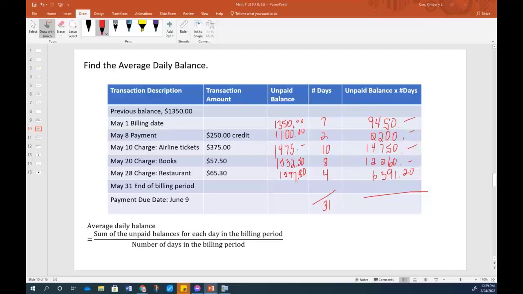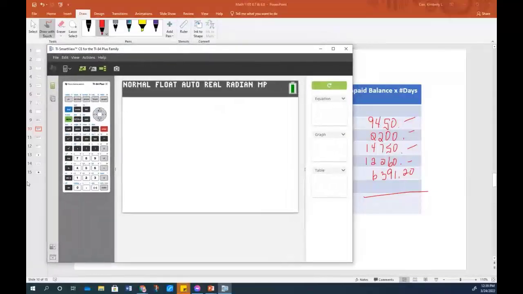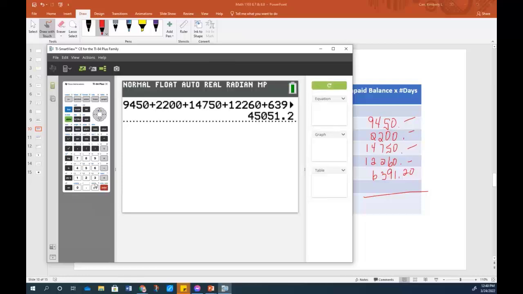So first of all, I just want to add those unpaid balances. So now we can kind of see them both. So I've got $9,450 plus $2,200 plus $14,750 plus $12,260 plus $6,391.20. So I'm adding all of those, and I get $45,051.20.